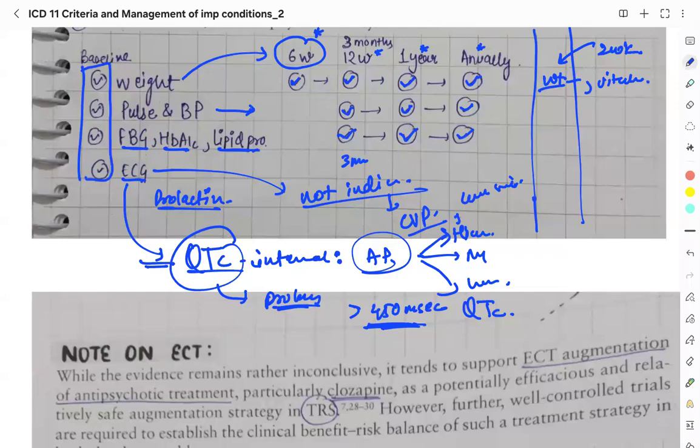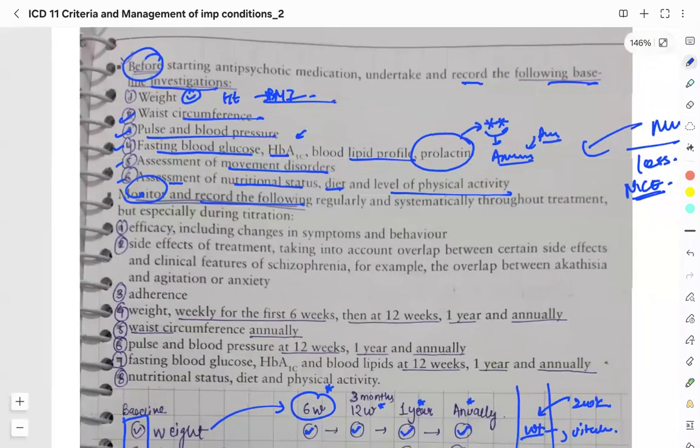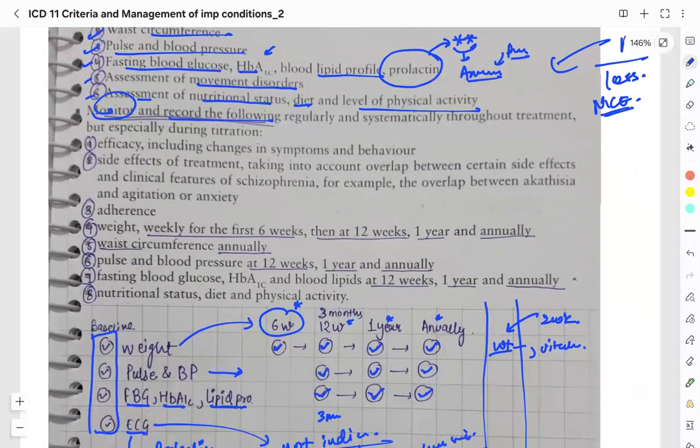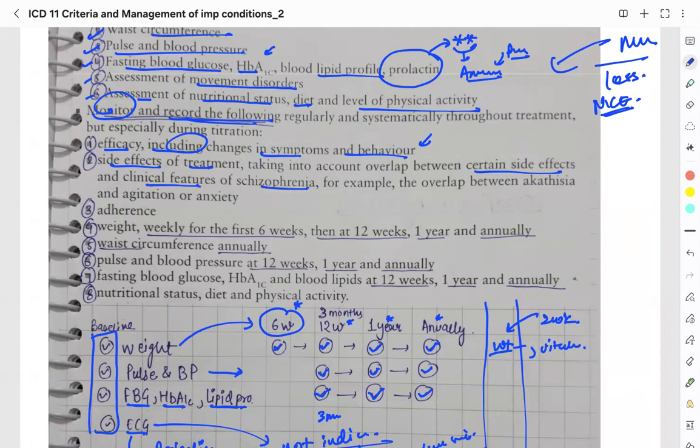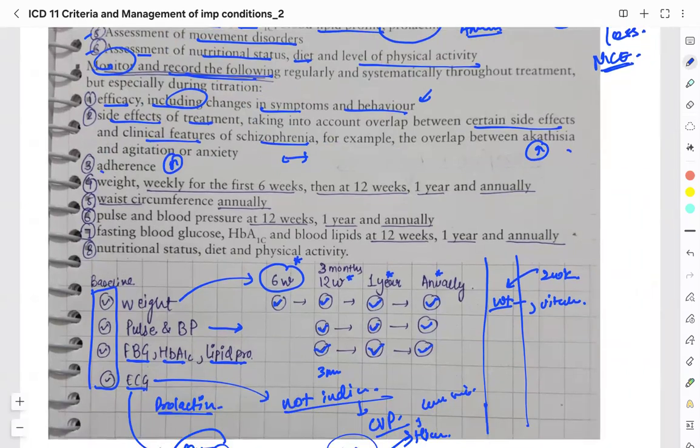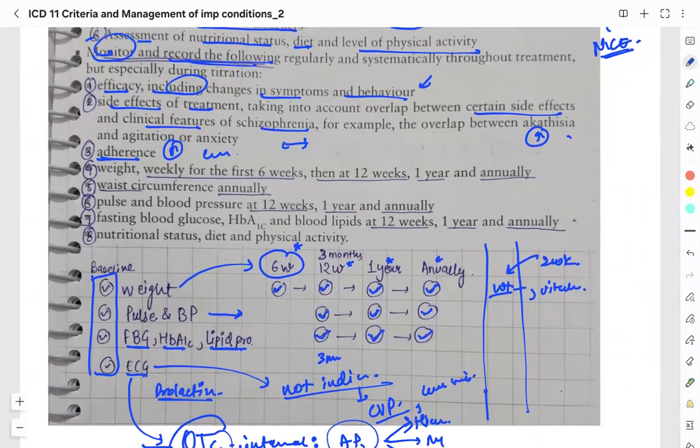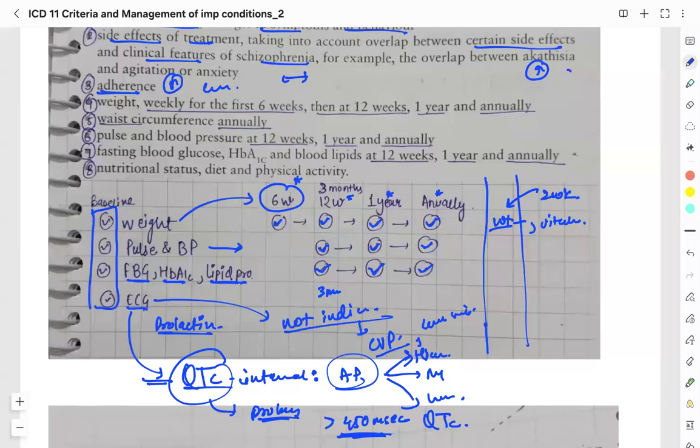All right. Okay, so there are a few more things. They also say record the following: efficacy, including changes in symptoms and behavior at every follow-up. Side effects of treatment, taking into account overlap between certain side effects and clinical features of schizophrenia. For example, you have to check whether it is akathisia, agitation or anxiety, or an overlap between the two. Maybe it is both. And adherence of the patient, that is compliance, and the rest of this that we have already discussed.